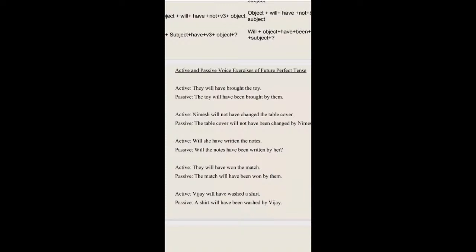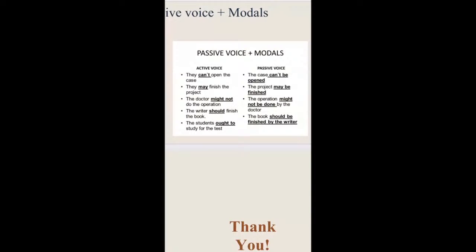Now let's have a quick look into the passive voice plus modals. These are the same things which we have done so far. They don't have any specific rules as such. You just need to remember these features. Modal verbs, I think you know, are your can, may, might, should, shall, all of those, right? If in active voice you have "they can't open the case," then in passive voice it will become "the case can't be opened." So there is no "have," all those things are there, right?